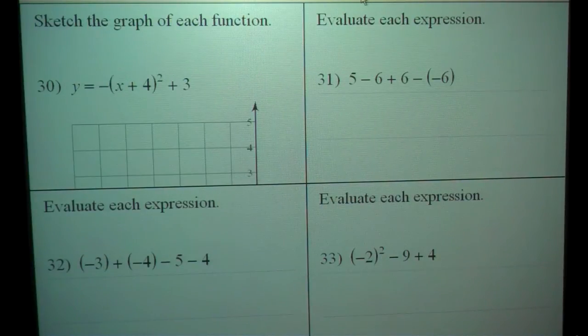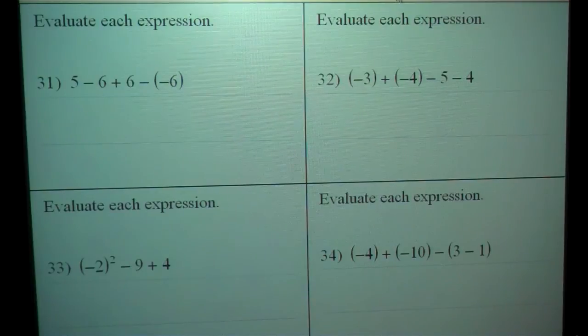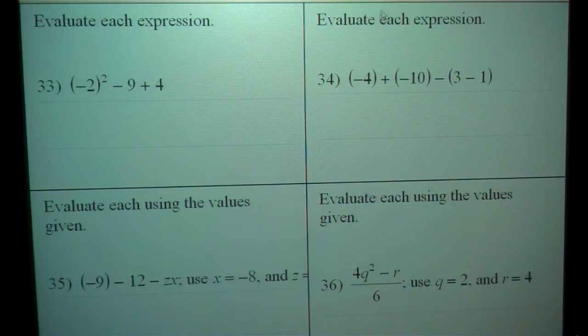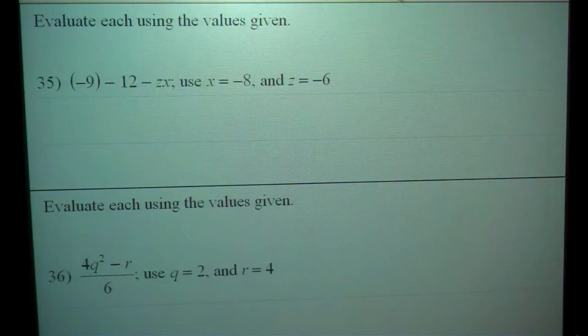Alright, that started with 31, with 34. So then here's 35 and 36. For 35 and 36, you have to plug in negative 8 for x and negative 6 for z, 2 for q, and 4 for r. Pause, solve those. Here's your answer. Negative 69 and positive 2.